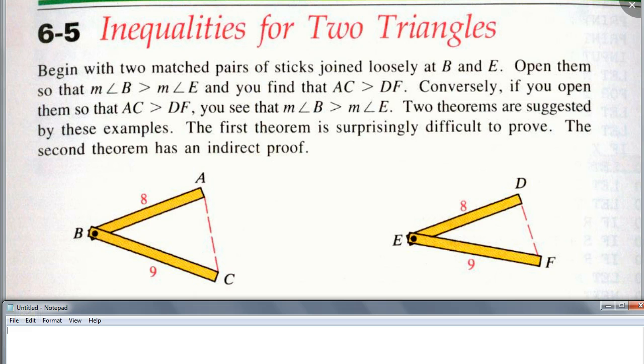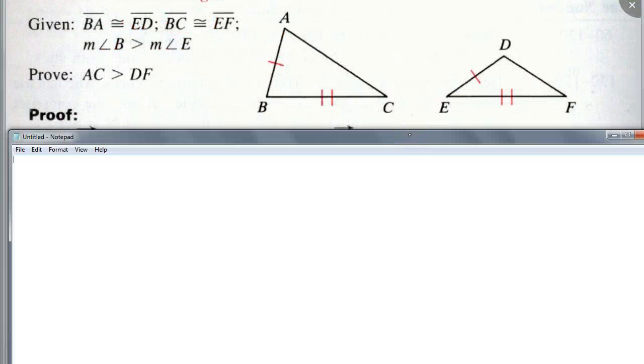So that's our first theorem. Let me show you what's given and what to prove here. If BA is congruent to ED, BC is congruent to EF, and angle B happens to be greater than angle E, we know that side AC is greater than DF. That's it. Very simple. It's sort of intuitive too. You can sort of guess that's what's going to happen, because angle B is greater than angle E and everything else is the same. Does this make sense?